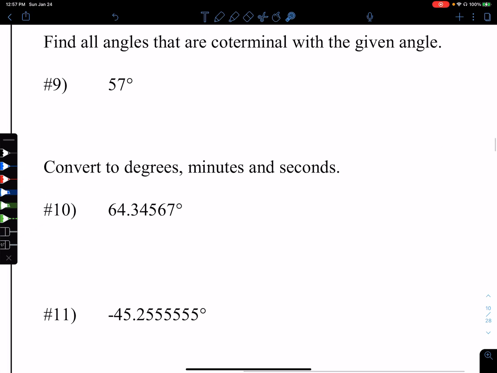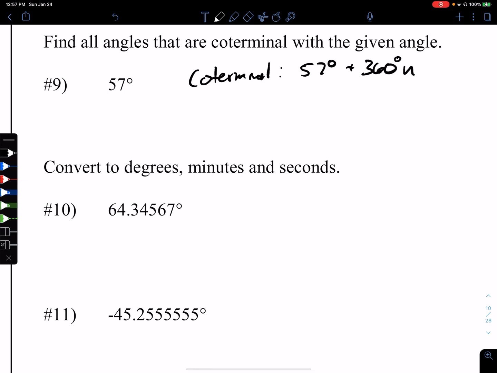Number 9, find all angles coterminal with this angle. There's an infinite number of these angles. But here's how we can do this using mathematics. Take the angle we're given, and we add a complete revolution, 360 degrees, times n, where n is any integer.